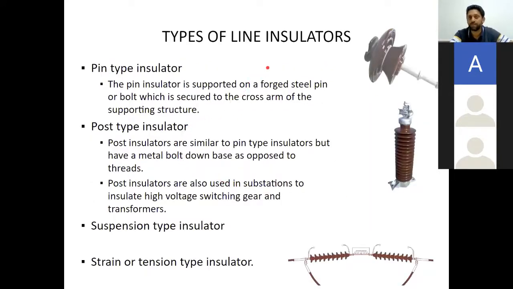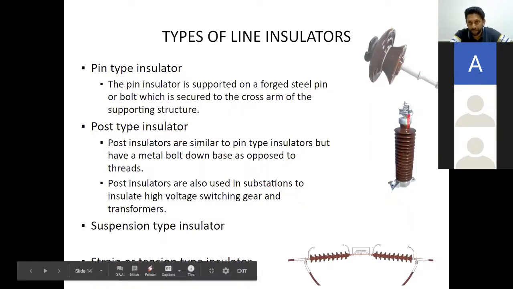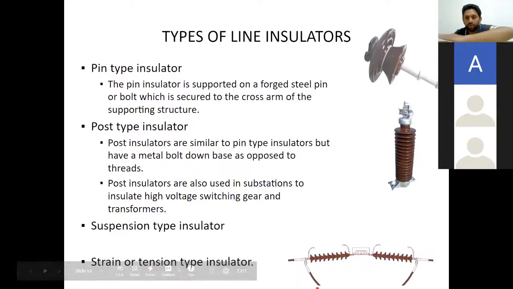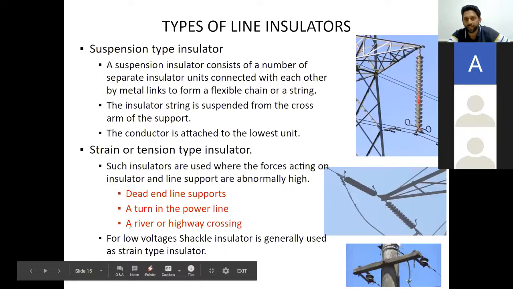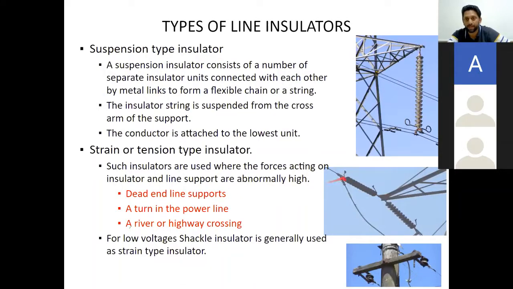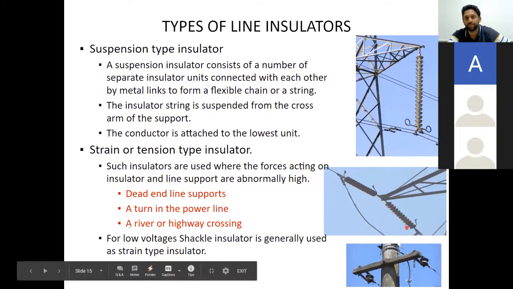Coming to the types of insulator, mainly there are 4 types. From the picture, it's clear. Pin type, like a pin. Post type, like a post. Suspension type, I will show you in the next picture. And the strain type, like this, which you see here. This is horizontal. Suspension type will be vertical. This is suspension type, and this is strain type.